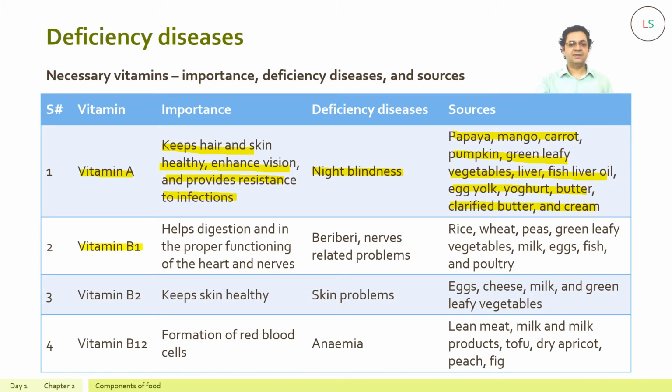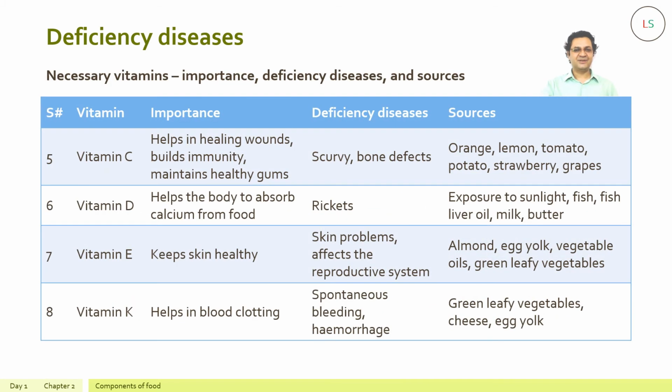Going to vitamin B1, it helps in digestion and in proper functioning of the heart and nerves. Its deficiency causes beriberi and nerve related problems. Vitamin B1 can be obtained from rice, wheat, peas, green leafy vegetables, milk, eggs, fish, and poultry. Going to vitamin B2, it keeps skin healthy. Deficiency leads to skin problems, and vitamin B2 can be obtained from eggs, cheese, milk, and green leafy vegetables. Going to vitamin B12, it leads to the formation of red blood cells, and its deficiency causes anemia. Vitamin B12 can be obtained from lean meat, milk and milk products, tofu, dry apricot, peach, and fig.